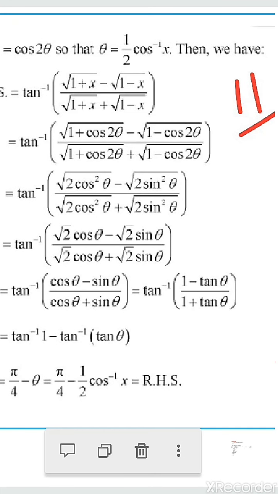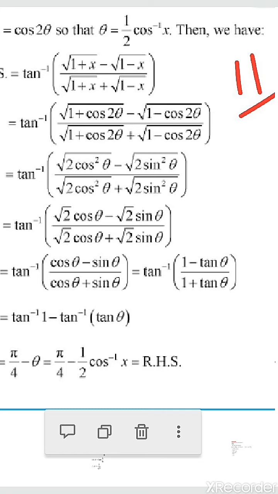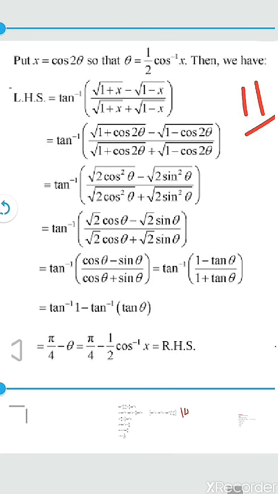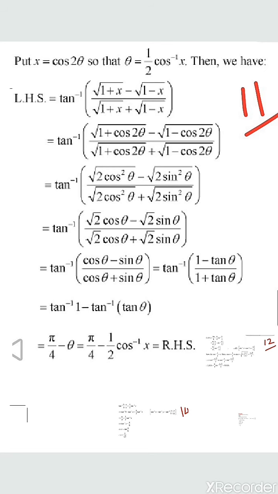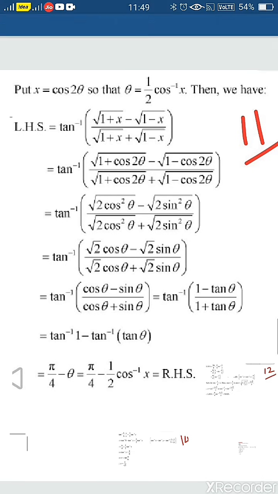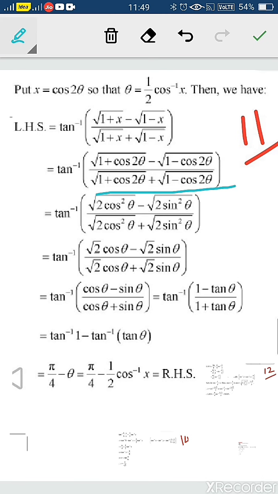Isn't it the same as question number 10? Yes, it is the same. But is there a need to rationalize? You can rationalize, but at last you have to put the value of x, right? So here, using the half angle formula, I have taken x is equal to cos 2 theta, and after taking that, I have put this, right? So what is this half angle formula? 1 plus cos 2 theta is 2 cos square theta, right? And 1 minus cos 2 theta is 2 sin square theta, same in the denominator also.